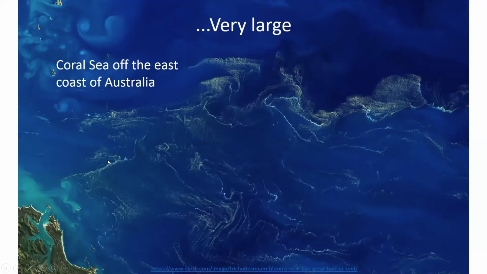So this is actually another cyanobacterial bloom caused by an organism called Trichodesmium. This is the northeast coast of Australia at the bottom left. And the algal bloom can be seen as this sandy color all over the Coral Sea. And these Trichodesmium blooms can cover many, many kilometers.